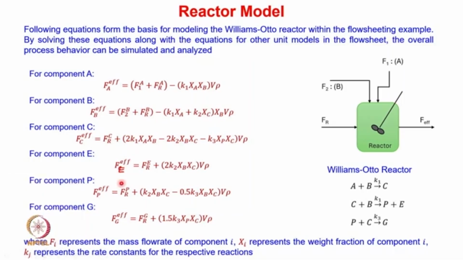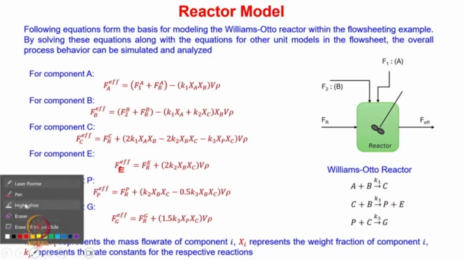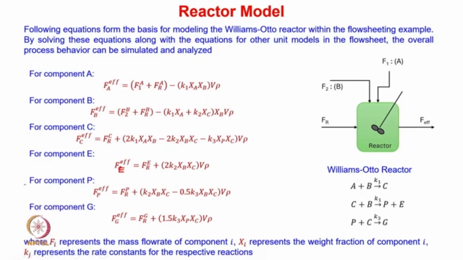So you can see that the mass balance for component E can be written as FRE plus 2 K2 XB XC equals 0. Here you can see that component E is getting produced only by the second reaction, and therefore only the second reaction is coming into the picture here. One more correction is required here, that I'll just do. So in this case this will be K2, this will be K2.